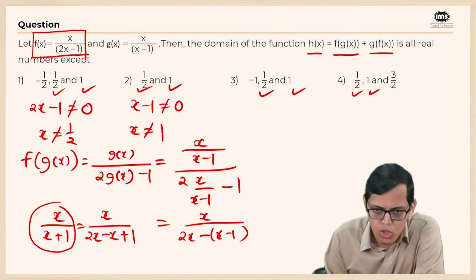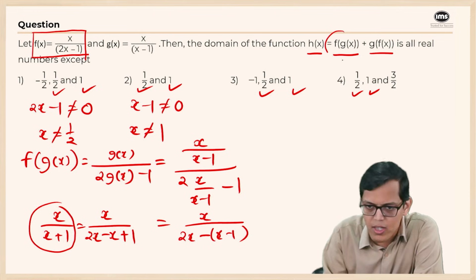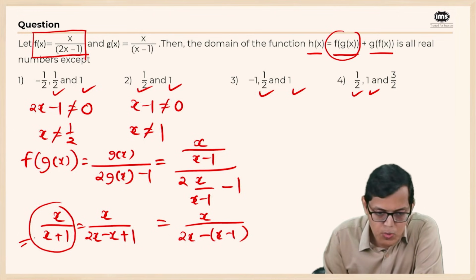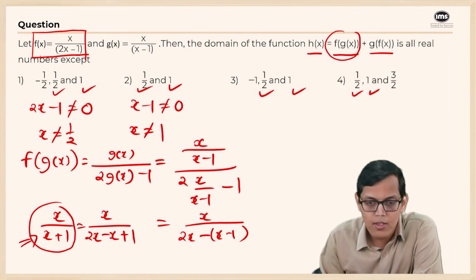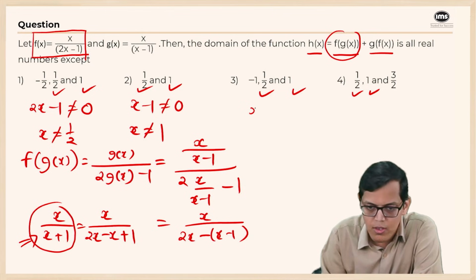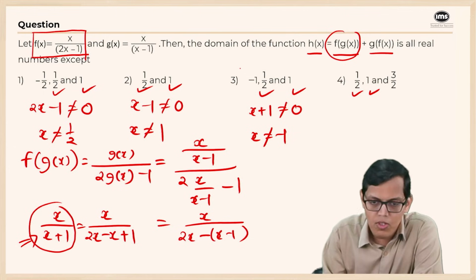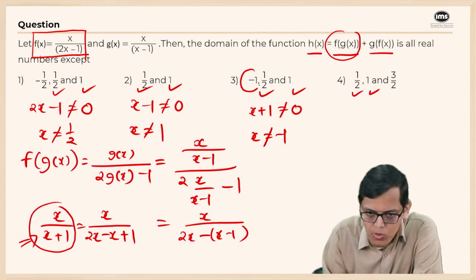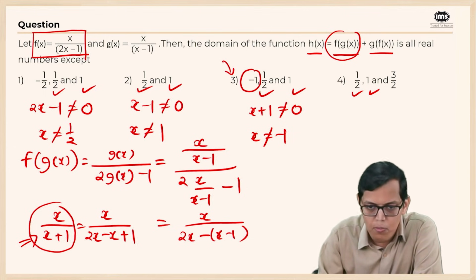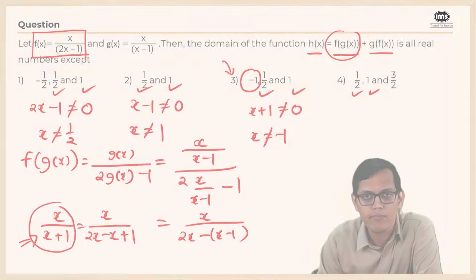So this is going to be the f of g of x, which has x plus 1 in the denominator. This further tells us that the denominator x plus 1 cannot be 0. So x cannot be minus 1. With that, we have got our third exception, and option number 3 is the right option.